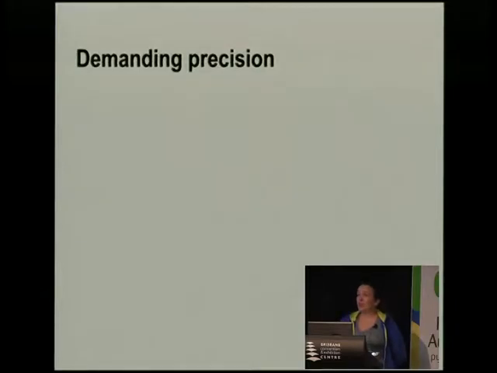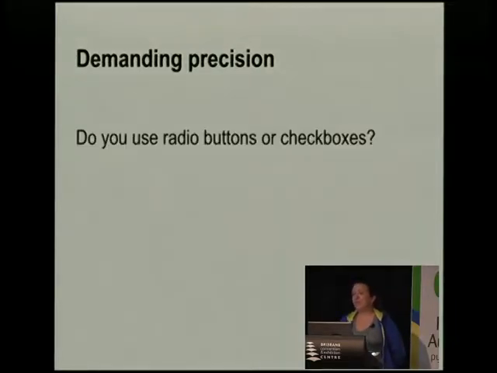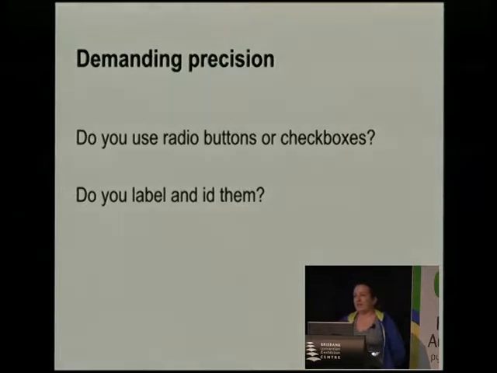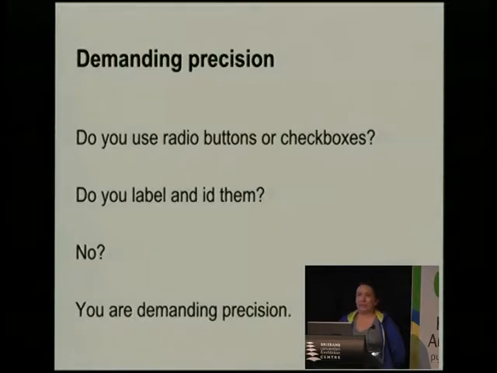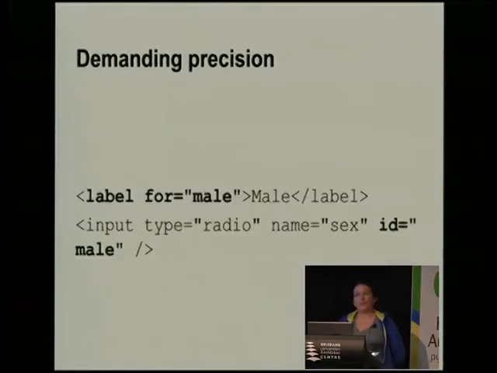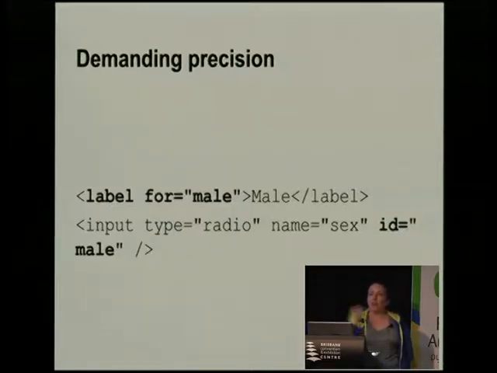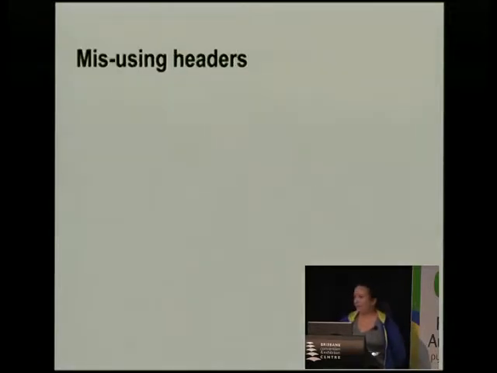If you say you don't demand precision, well, do you use radio buttons or checkboxes? Do you know how to label and ID them properly? No? Then you're demanding precision. This is what your form should look like. You should have a label for every input, and you should have an ID that matches that label. That way, if they click on the text, then it actually toggles the checkbox or the radio button. It's like magic.